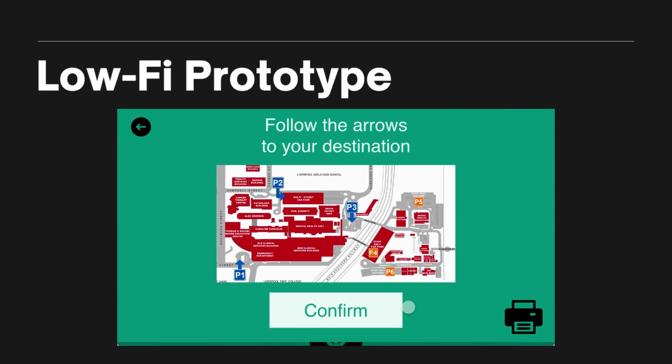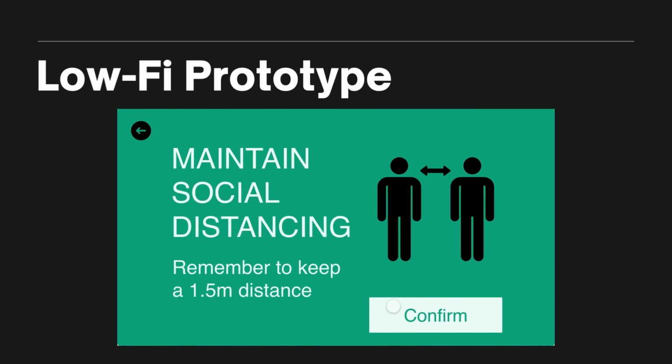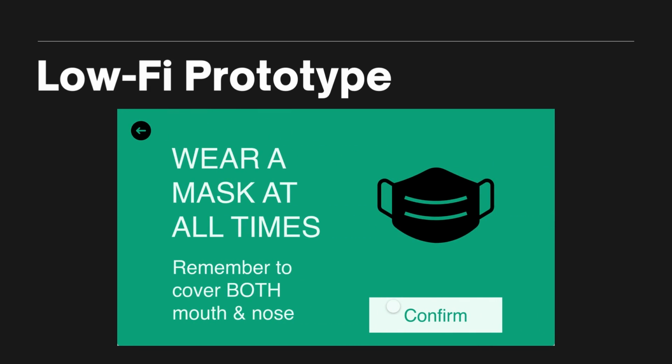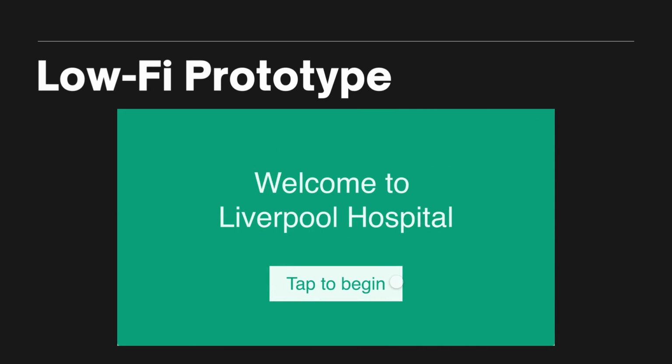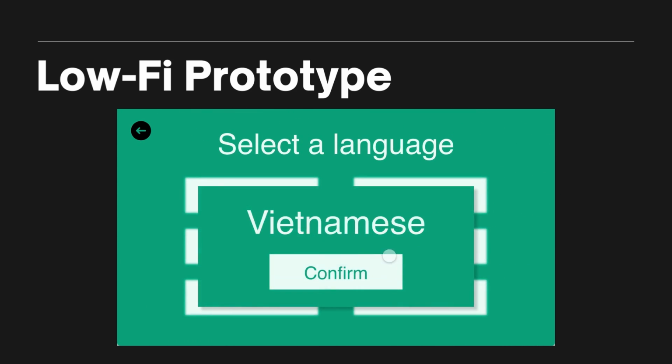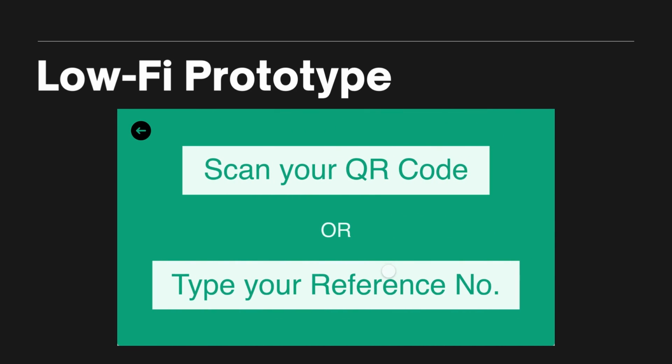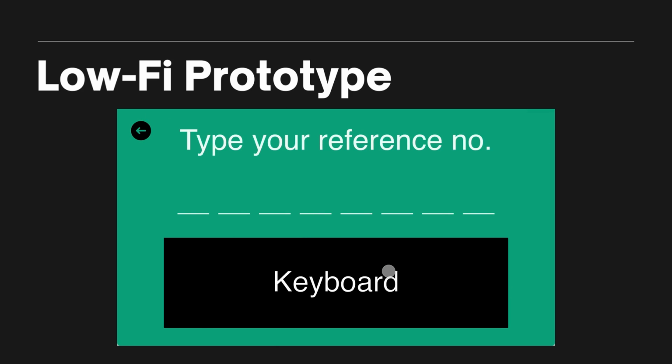And then they would have to follow the process of reviewing COVID protocols, ensuring that they know the rules within the space. And lastly, to quickly review the alternative route, users can opt to sign in with a reference number and can use a keyboard to sign in instead.